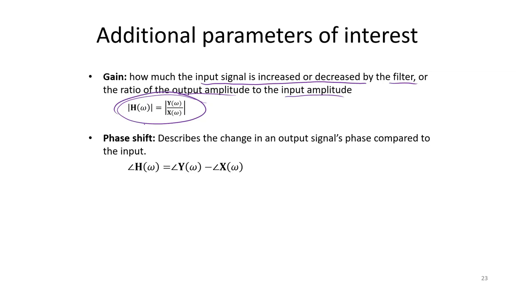Phase shift is interesting as well. Phase shift tells us how our output signal's phase changes compared to the input. So remember, when we talk about phase here, we're referring to our phase angle theta. Here we see that our phase angle is going to be given by the difference between our output phase angle minus the input phase angle. So in this case, we'll take our phase angle of our output and subtract the phase angle of the input.